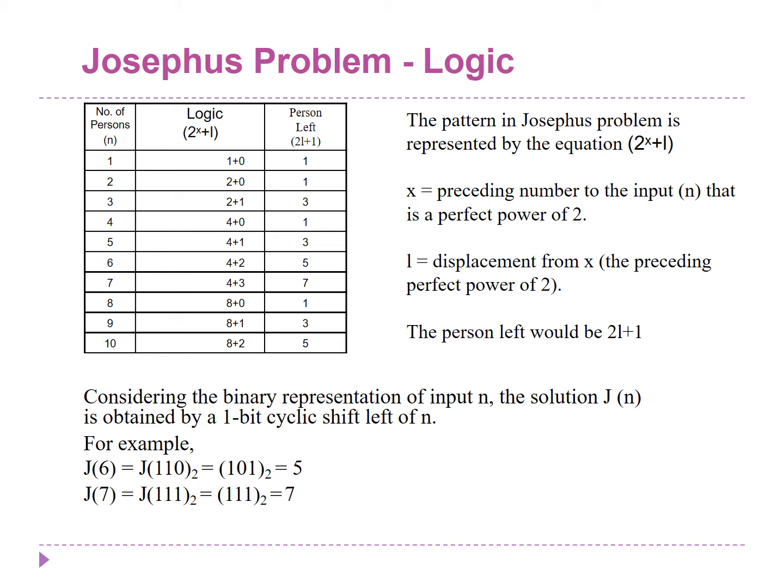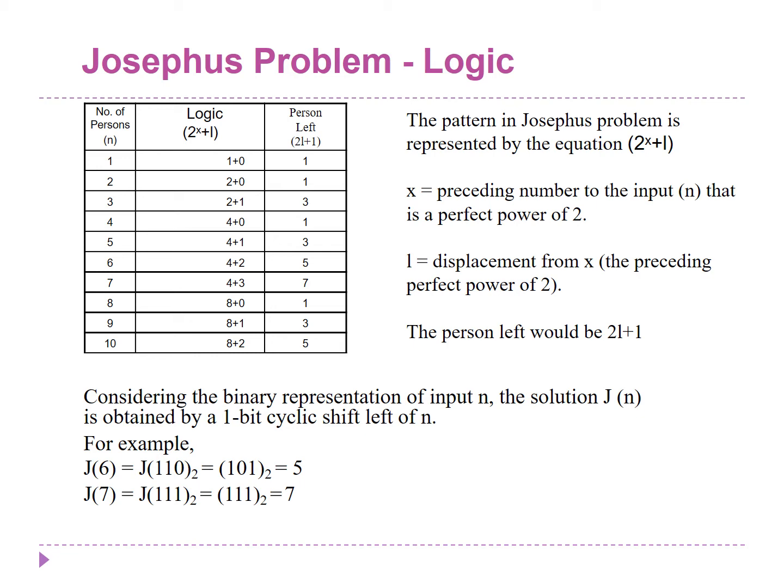When two persons are considered as input to the Josephus problem, the second person is eliminated and the last person left in the circle is the person numbered 1. When three persons are input to the Josephus problem, they are allowed to stand in a circle. The second person is eliminated, followed by the first person, and the third person is left behind.